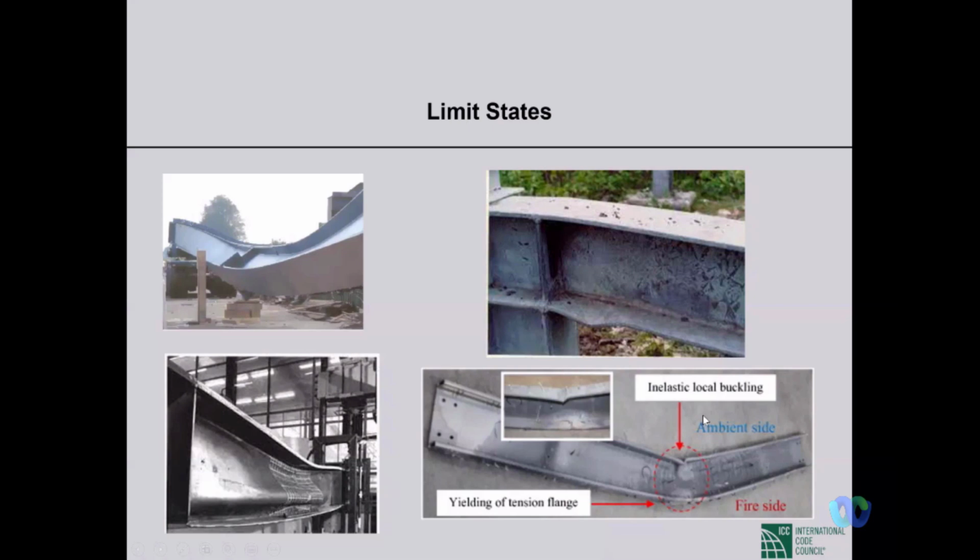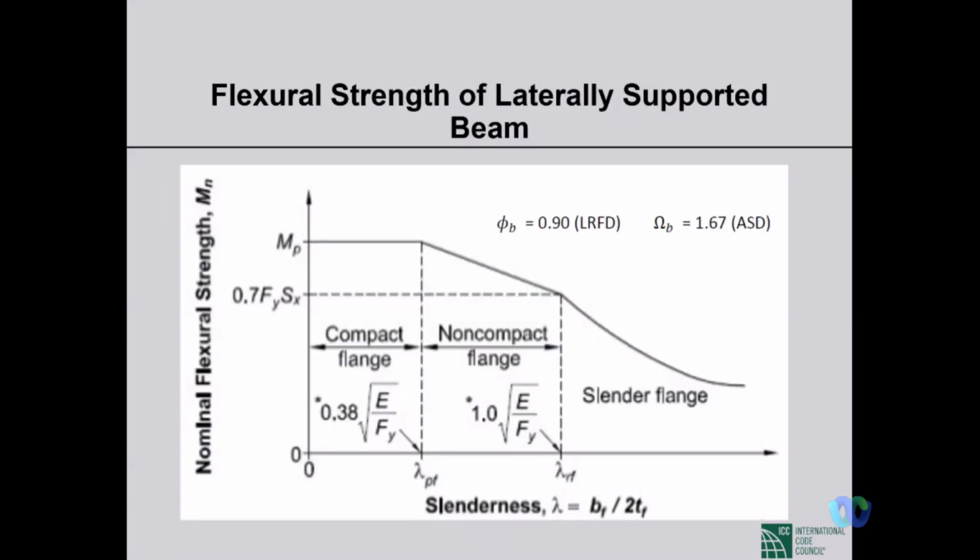And at the bottom right corner, you see that the tension flange has yielded at the bottom. For different reasons, this can happen. These are some pictures of different types of limit states. But ultimately, the same story. There will be 3 stages, depending on the width thickness ratio, that is, the element slenderness ratio. Depending on the ratio, when we calculate capacity, there may be 3 stages.